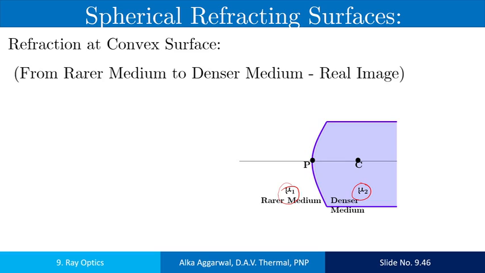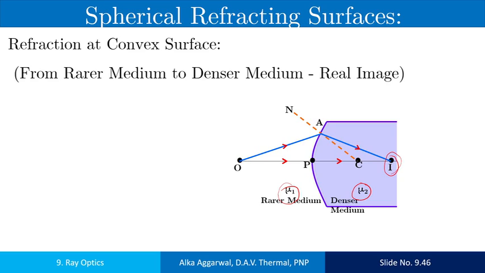The line joining the pole and the center of curvature is called the principal axis. O is the position of the object, and the ray passing from O is incident on the refracting surface and reaches a point, and this point is where the image is formed. When we join this point with C, it is the normal. C is the center and it is a curved surface. So to draw the normal, join this point with the center of curvature.